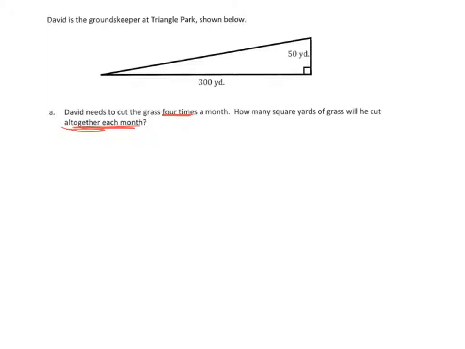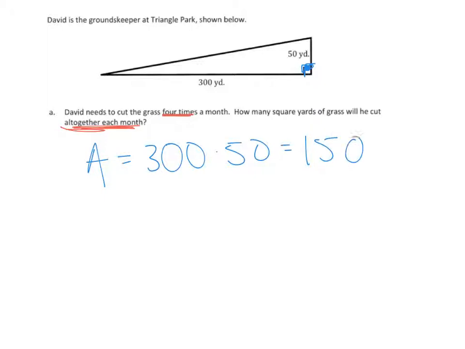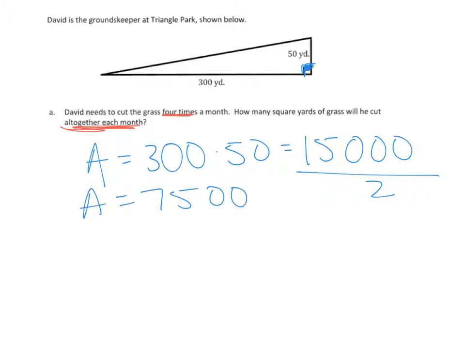So first we need to find the area. So you know, for the triangles, you multiply the base and the height, which are the two sides that are perpendicular. This little sign right here means that these two sides are perpendicular, okay? So you go A equals 300 times 50. That equals 15,000. And then since it's a triangle, you have to divide by 2. So you get the area of the park, 7,500 yards squared, okay?